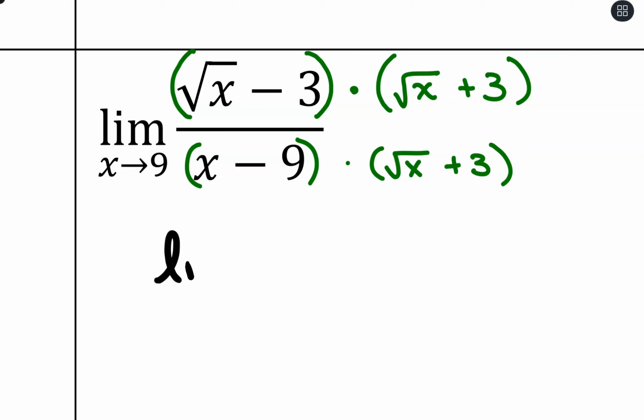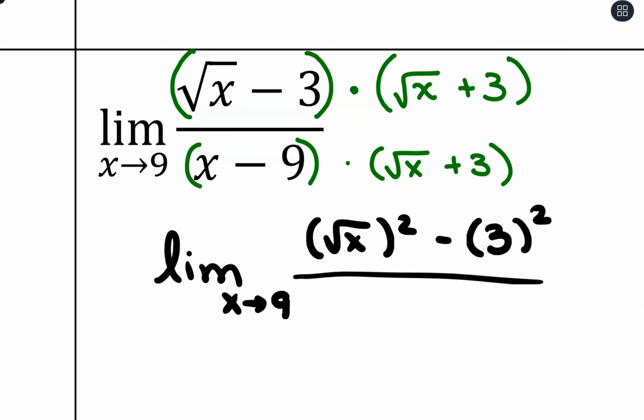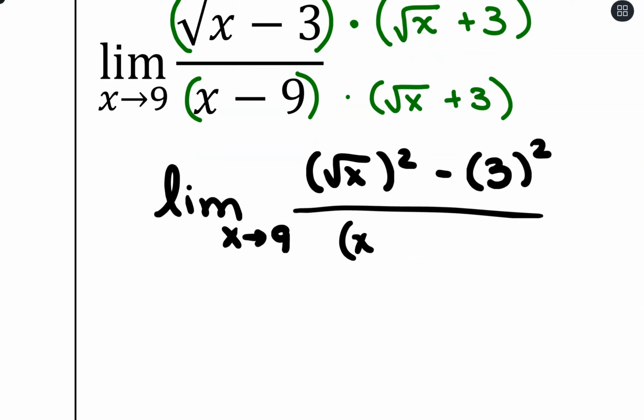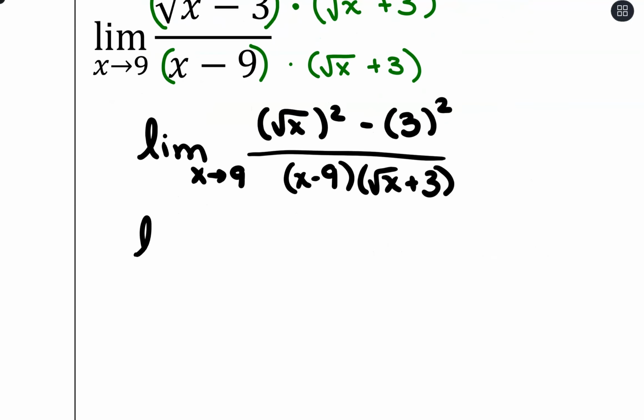So in the numerator, we're going to get our difference of squares. So I'm going to have root x squared minus 3 squared. In the denominator, I have this x minus 9 times root x plus 3, and I'm going to leave it factored like that. It doesn't really benefit me to multiply that out at this point. So I'm going to leave it factored after I see what happens to the numerator here.